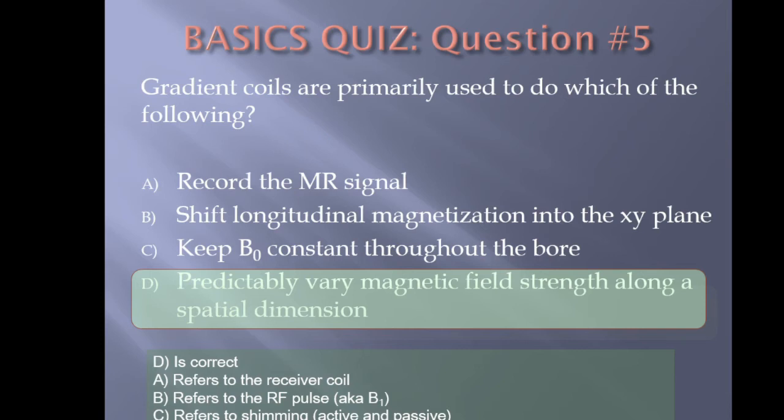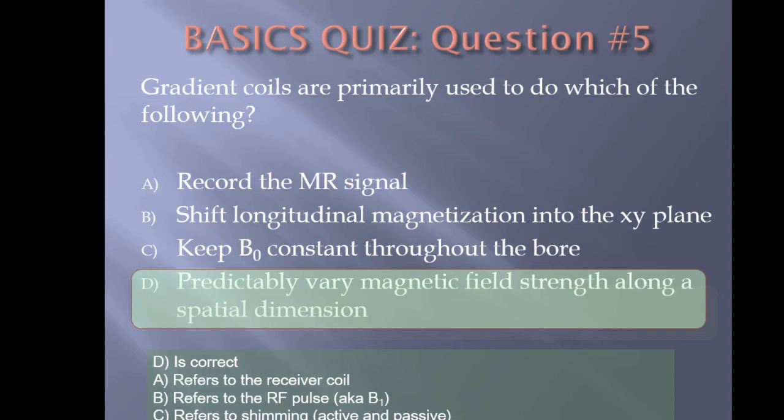Record the MR signal, that's the receiver coil. Shifting longitudinal magnetization into the XY plane, that's what the RF pulse does. And keeping B0 constant throughout the bore, that's called shimming. You might hear that term. There's active and passive shimming.